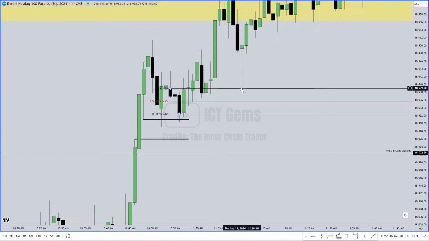Oh, it's so good, isn't it? Isn't that delicious? Look at that. 11:10. What do you think's happening right there? It opens, it sends the price down into that opening price right there. So here is the first trade in delivery inside of the fair value gap. This is the PD array.